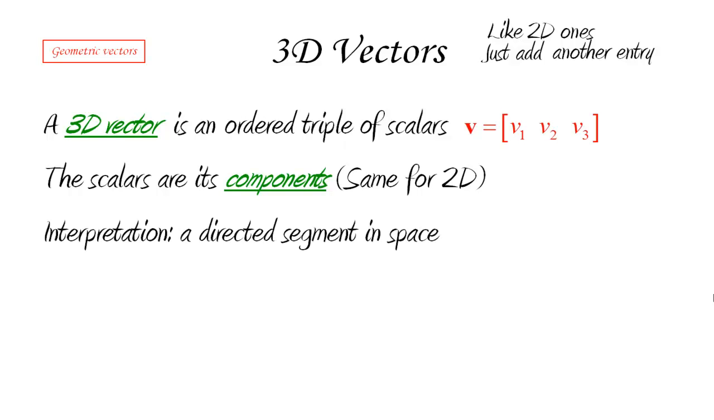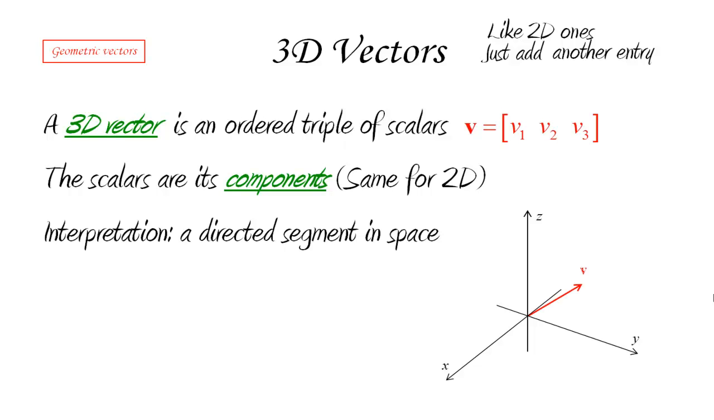Now, a 3D vector also has a geometric interpretation. Of course, that is why we're going to call these geometric vectors. And it has the same interpretation as a 2D vector, namely a directed segment in space. So if we're now looking at three-dimensional space, we're going to have an X and a Y and a Z component. This is something I'm sure you're very familiar with from your physics and statics courses.